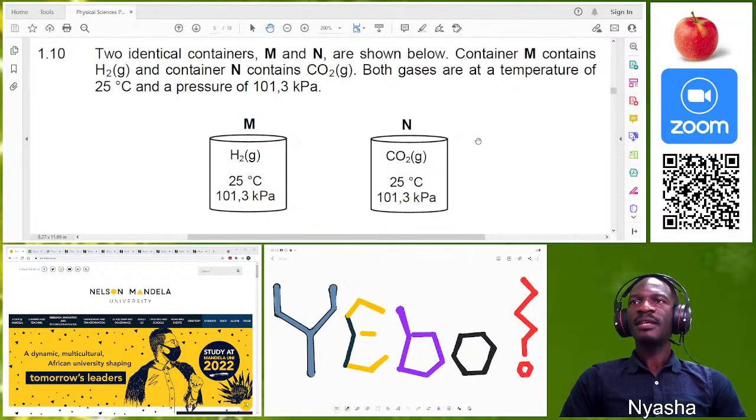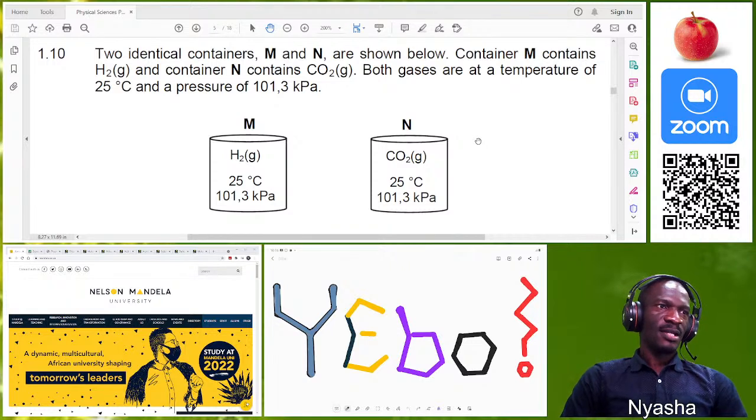Now, the last question on the multiple choice section reads, two identical containers M and N are shown below. Container M contains hydrogen gas. Container N contains carbon dioxide gas. Both gases are at a temperature of 25 degrees Celsius and a pressure of 101.3 kilopascals. So this is your container here. So that's your container.